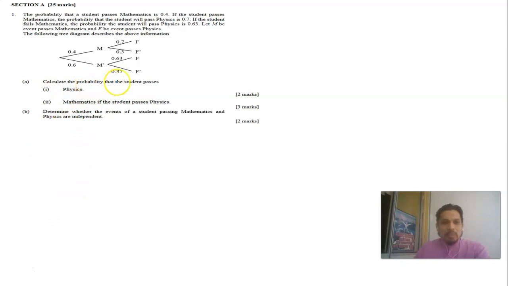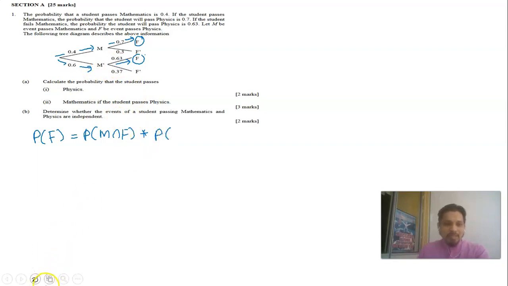So calculate the probability that the student passes the subject of physics, meaning physics in the second branch here. So we are taking both. The student passes physics, so it doesn't mention if the student passes maths or not. So the student passes physics here and also here. So the probability of the student passing physics equals, okay, first you go through the branch for passing mathematics, which is 0.4, here and here. So it is the probability of a student passing maths and physics, and also a student that is not passing maths but then passing physics. So it's not multiplied here, it's supposed to be addition.